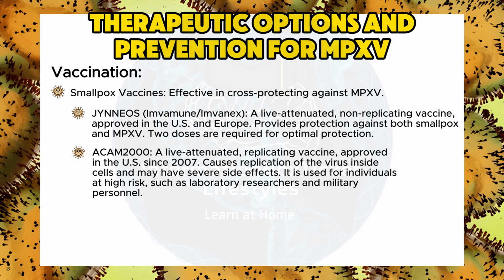ACAM2000, a live attenuated replicating vaccine approved in the U.S. since 2007, causes replication of the virus inside cells and may have severe side effects. It is used for individuals at high risk, such as laboratory researchers and military personnel.